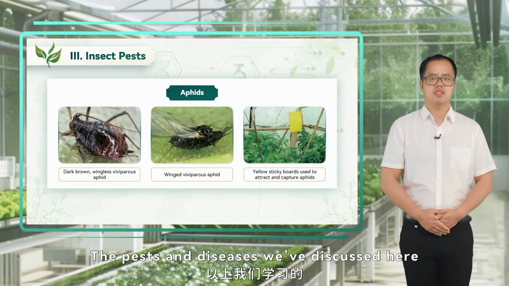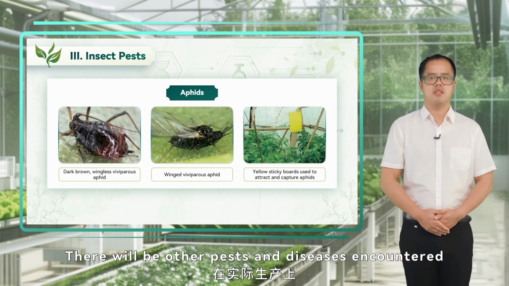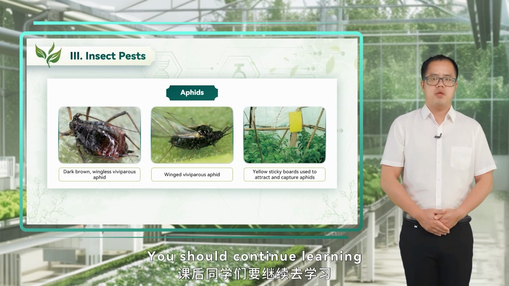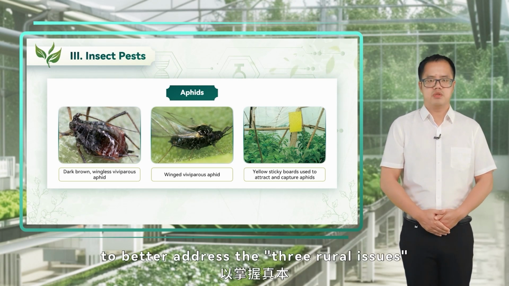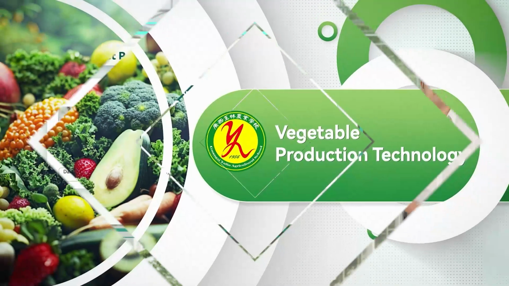The pests and diseases we've discussed here are just some of the issues faced in chili pepper cultivation. There will be other pests and diseases encountered in actual production. You should continue learning to better address the 3 rural issues: agriculture, rural areas, and farmers.